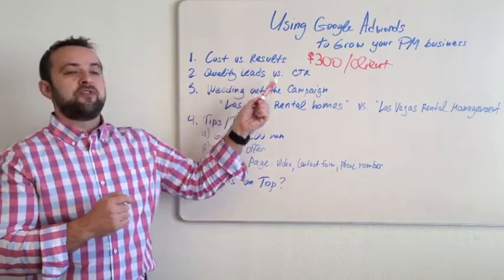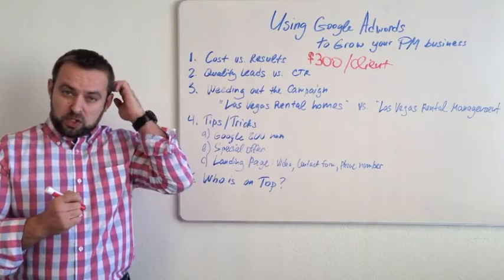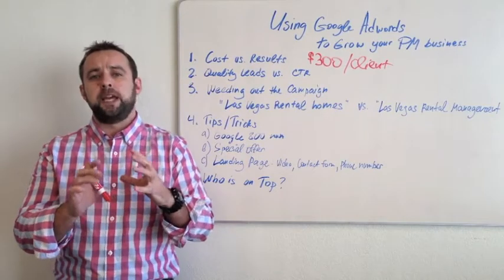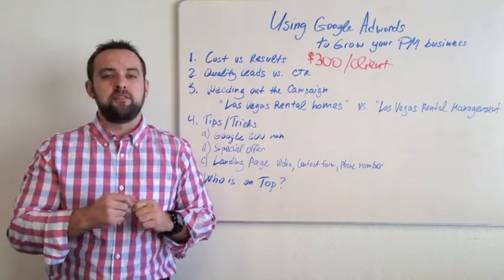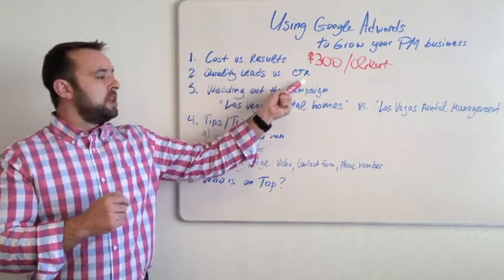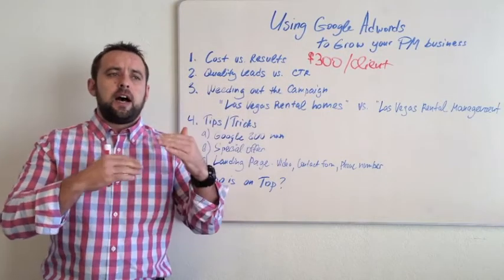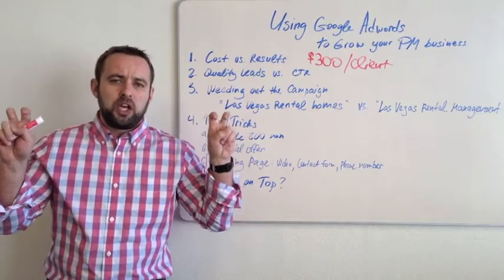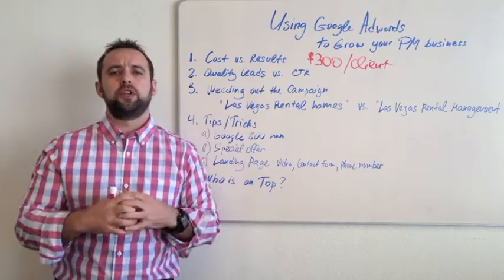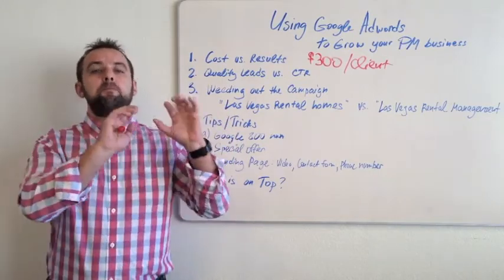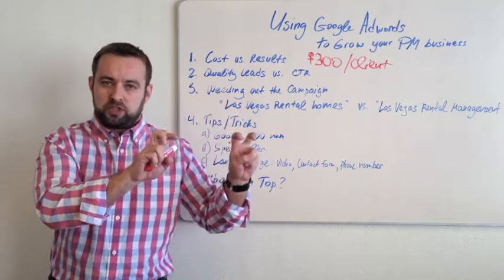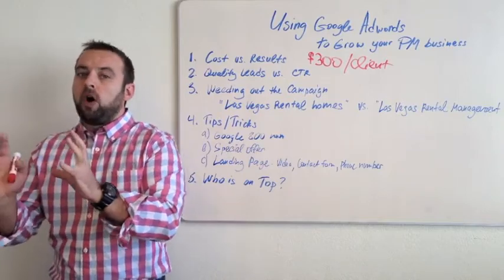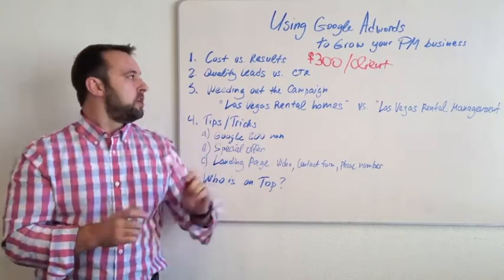Now, quality leads versus click-through ratio. This is where a professionally managed campaign will outshine any self-managed campaign. And here's the reason. Click-through ratio is essentially the quality of your ad. This is how Google establishes the quality of your ad, when to show it, how often to show it, and things of that sort. In other words, the number of impressions, or how many times they have to show the ad, and the number of times people click on it, determines your click-through ratio.